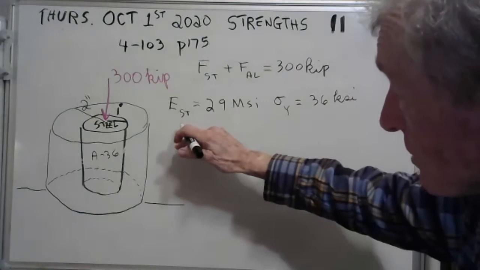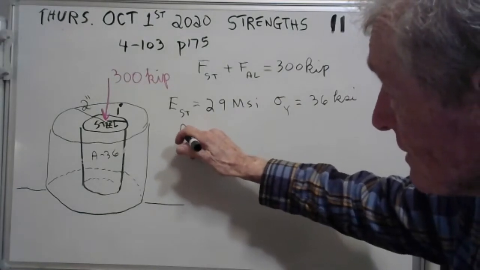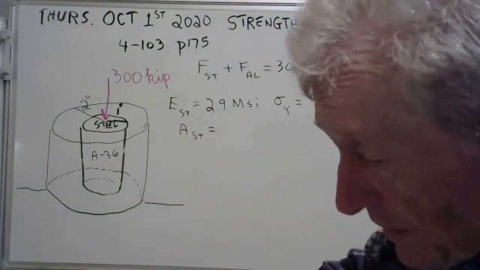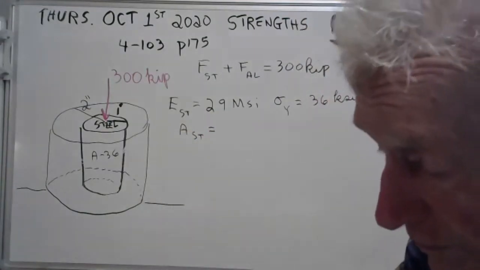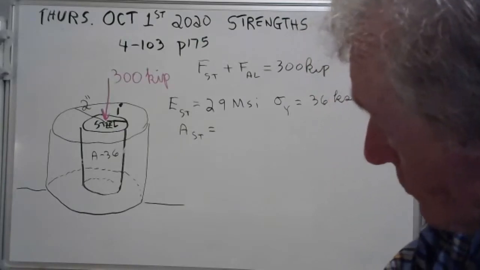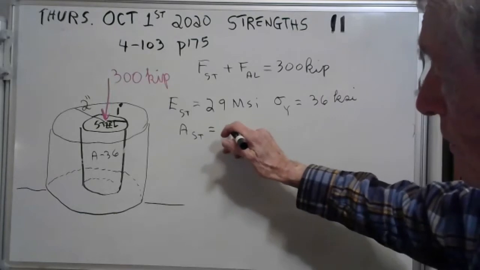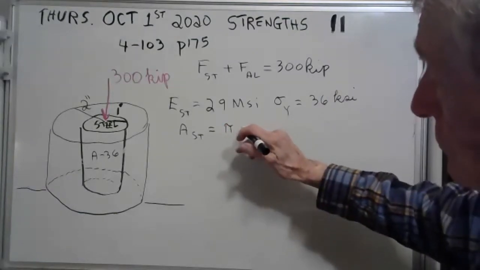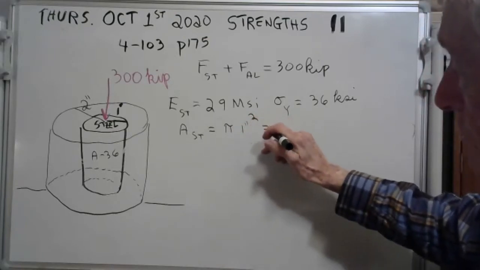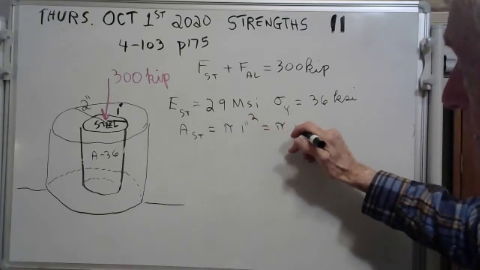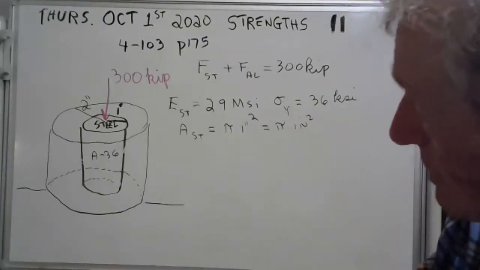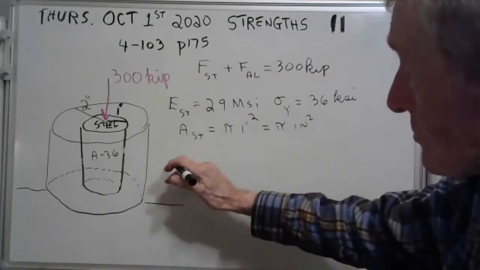Now, while we're at it, let's get the area. The area of that steel, now we've been using pi over 4 d squared, but here they're giving us the radius. So you'd want to go pi r squared, 1 inch squared. And I'm just getting pi square inches for the area of the steel. Now let's do the aluminum.